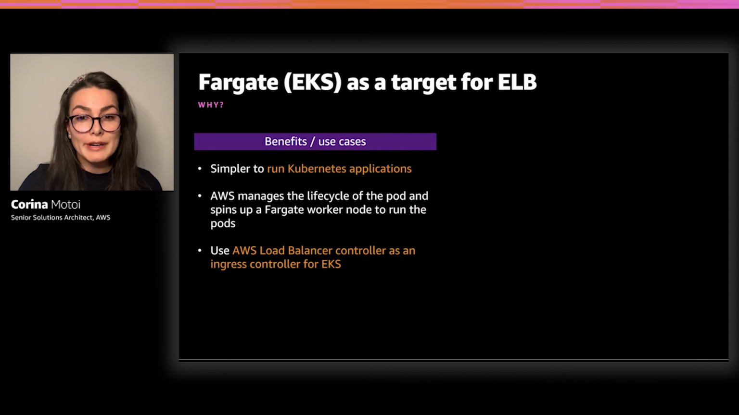Also, Kubernetes applications often need to be exposed to external traffic, and EKS customers leverage the ALB to accomplish this task. Since October 2020, what you used to know as the ALB ingress controller is now called the AWS load balancer controller.